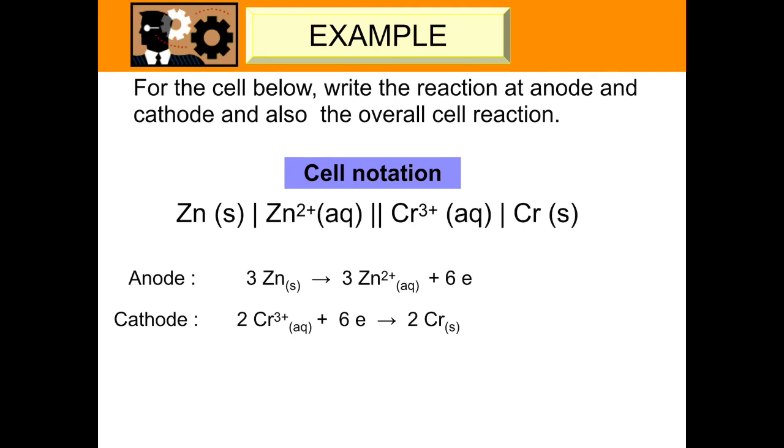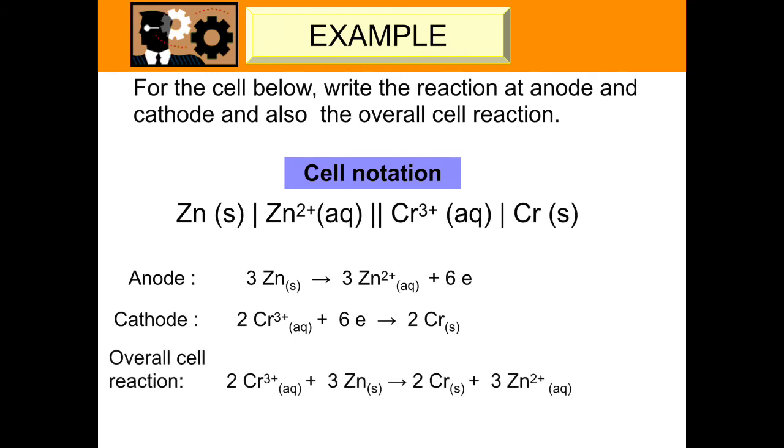These electrons are cancelled, so we can get the overall cell reaction, which is 2Cr3+ plus 3 zinc solid produce 2 Cr solid plus 3 Zn2+ aqueous. So this is how you change cell notation into half cell and overall cell equation.